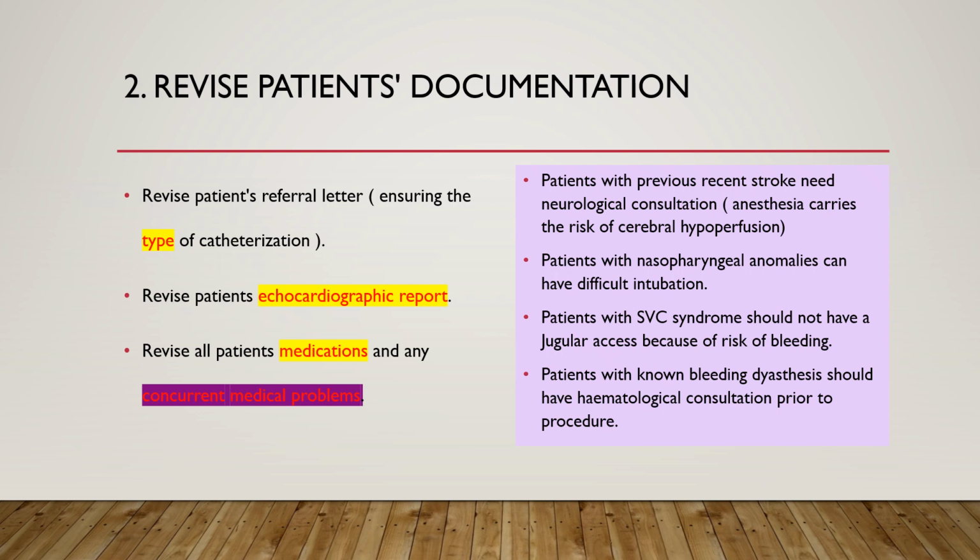Also, please revise if the patient is having any concurrent medical problems. Patients with previous recent stroke should have a neurological consultation and should be reported to the anesthesiology team, as anesthesia carries a risk of cerebral hypoperfusion. Also, patients with nasopharyngeal abnormalities may have difficult intubation. Patients with superior vena cava obstruction should not have a jugular access because of risk of bleeding, and any patients with bleeding diathesis or known hematological problems should have hematological consultation prior to the procedure.